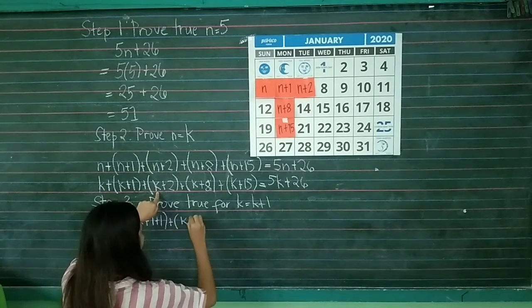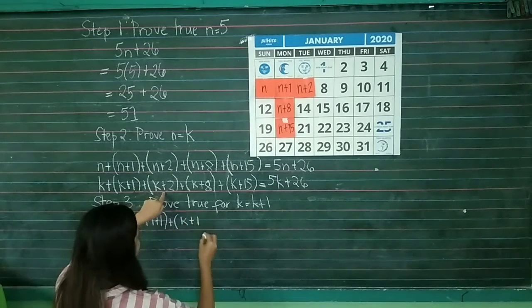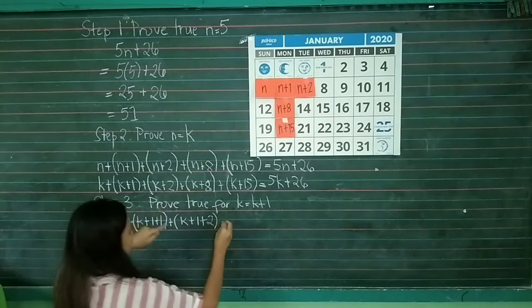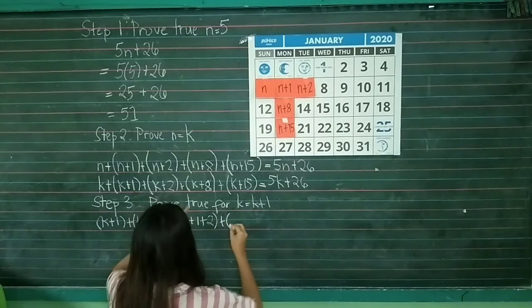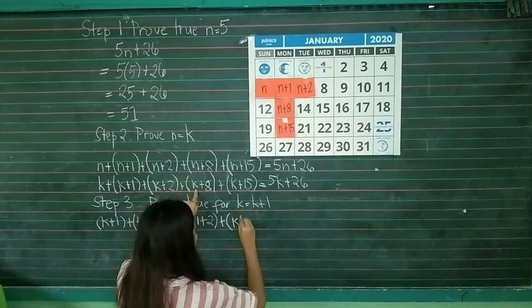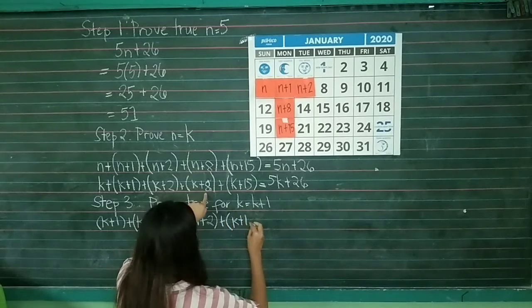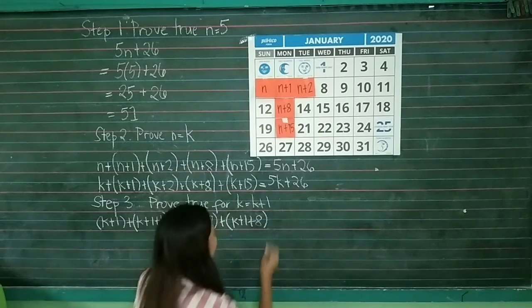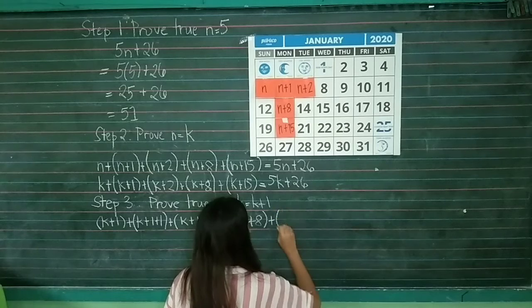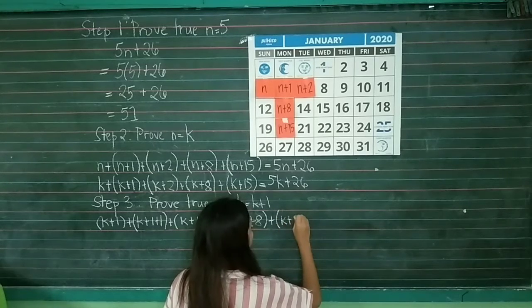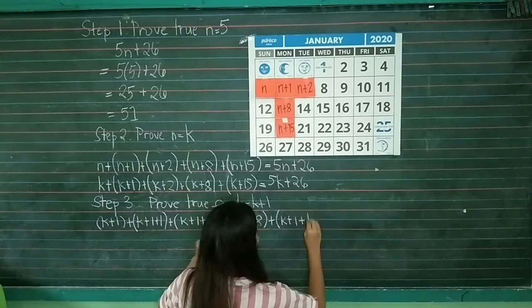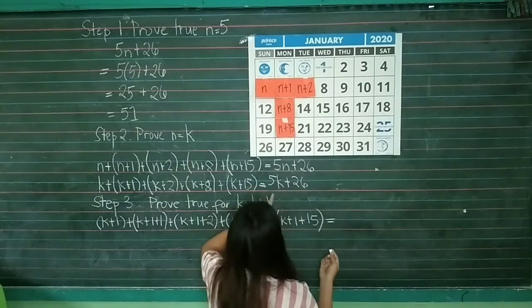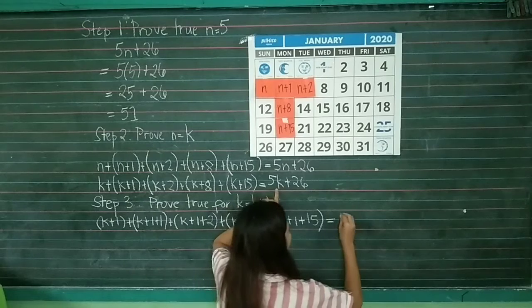Next, k plus 1 plus 2, plus 2. Next, we have k plus 1 plus 8. All the k's are replaced with k plus 1. Then k plus 1 plus 15, is equal to 5 times the k.